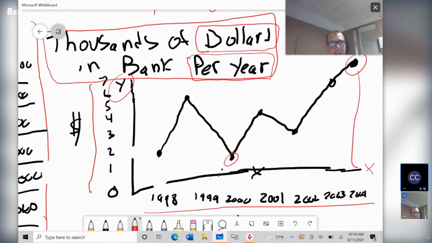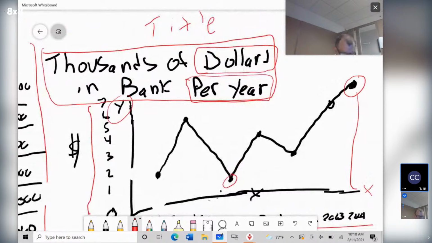And up the y-axis is the thousands of dollars, starting at 0 up to, I stopped at 7, but it actually goes up to 8. So you're just looking at years and money in the bank. And that's exactly what this title says: thousands of dollars in the bank per year. So it's pretty self-explanatory, but you want to make sure when you first see a graph, you look at the title, because the title is going to give you all the information you need to know about the graph.